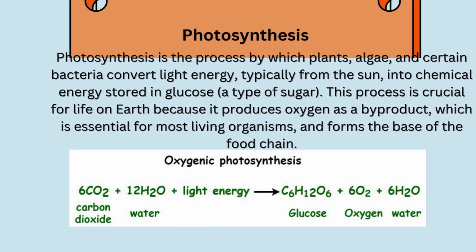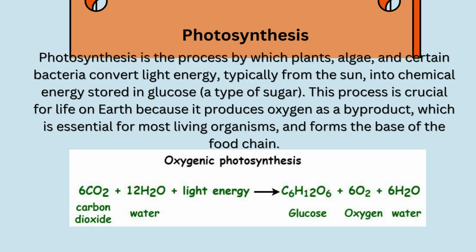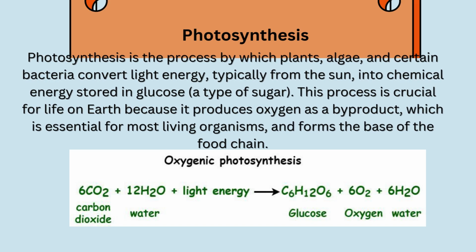Photosynthesis is the process by which plants, algae, and certain bacteria convert light energy, typically from the sun, into the chemical energy stored in glucose. This process is crucial for life on Earth because it produces oxygen as a byproduct, which is essential for most living organisms and forms the base of the food chain.